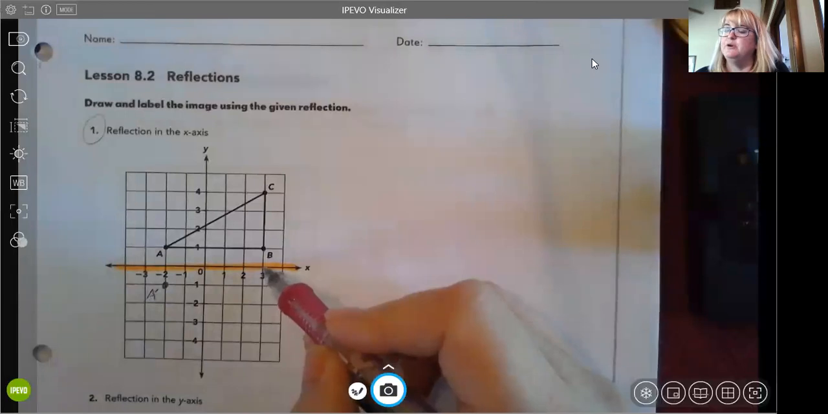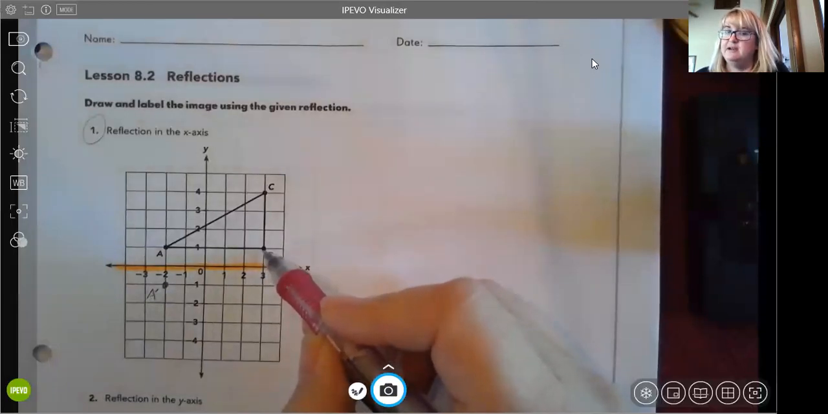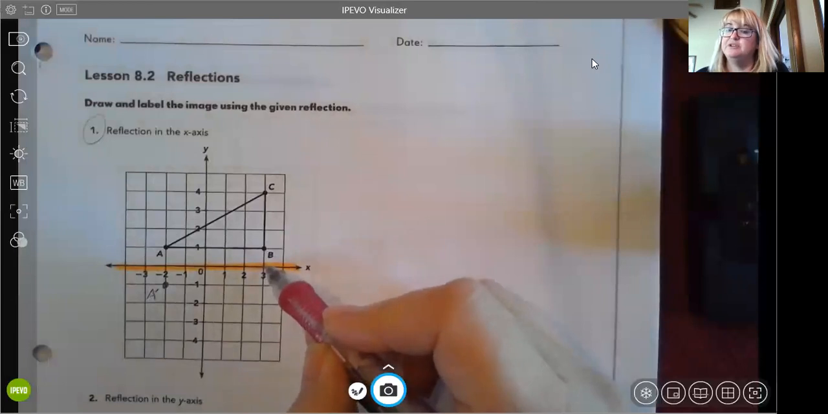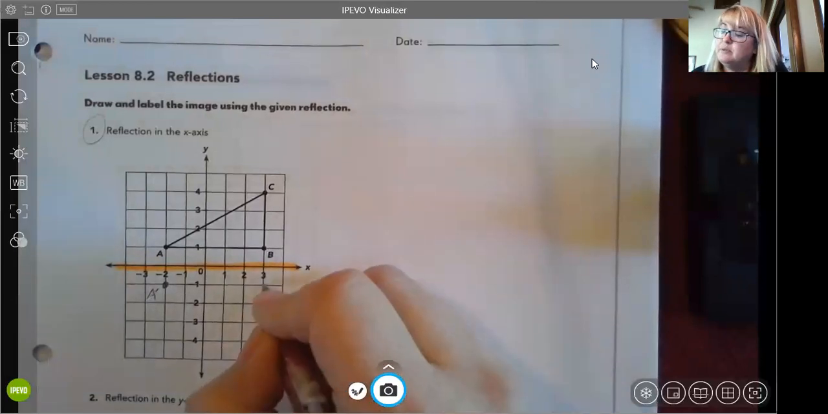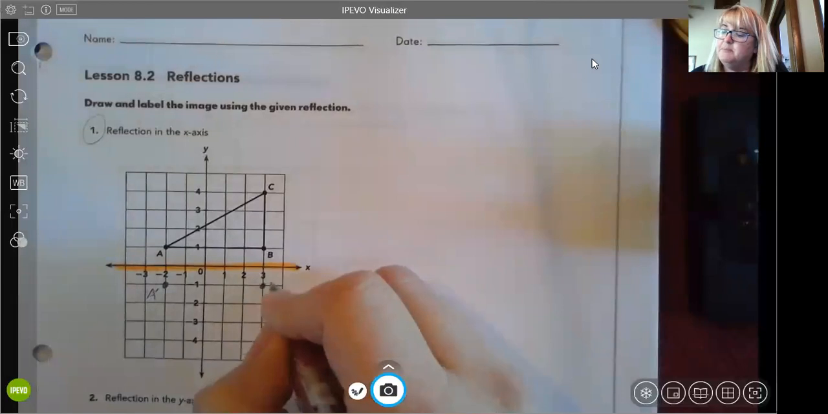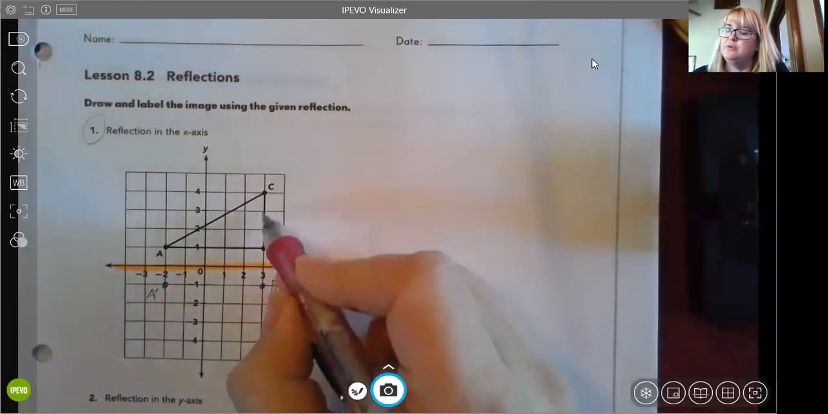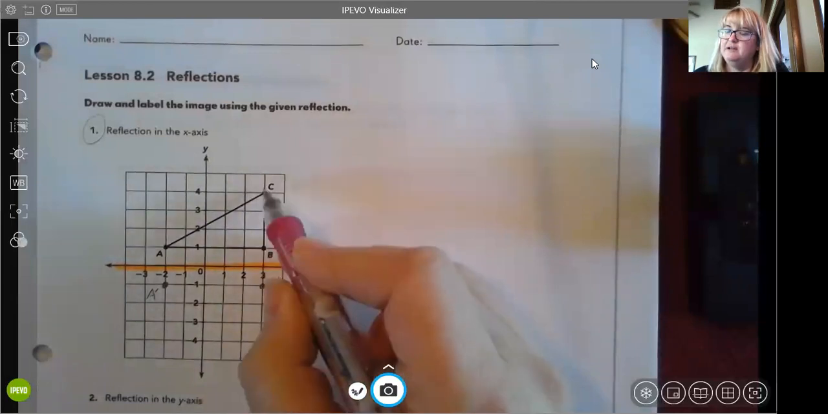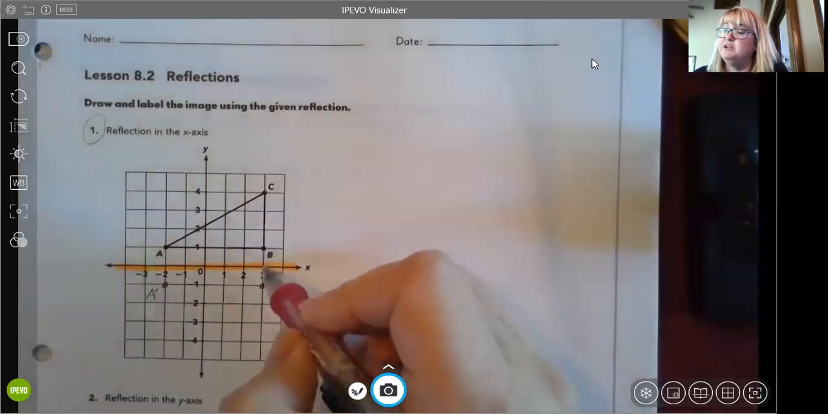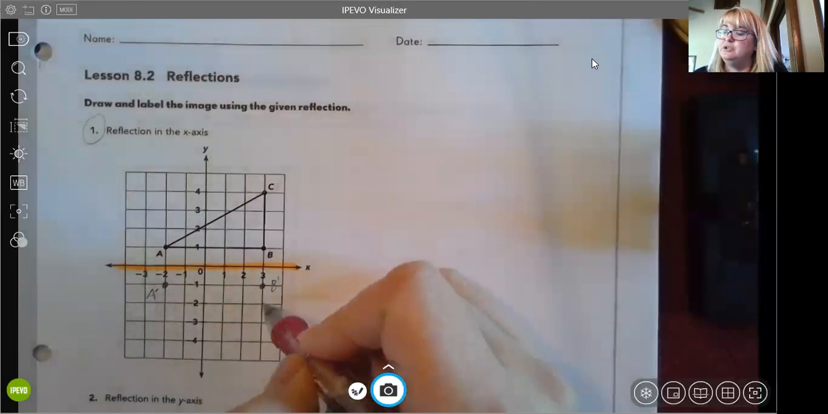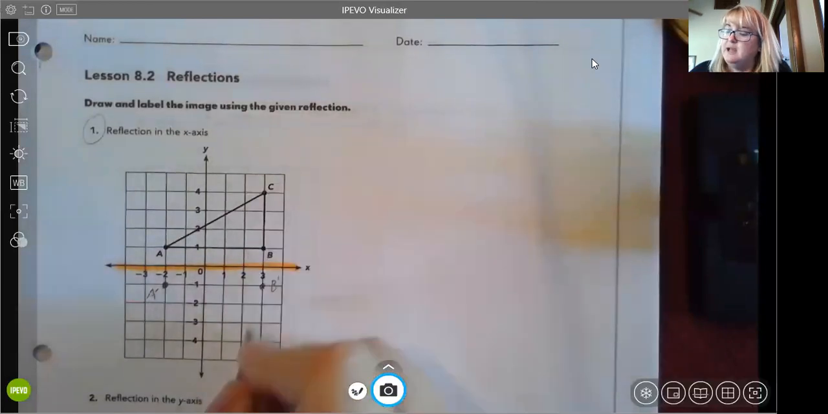Point B, so we're reflecting point B. Point B is one unit above the line of reflection, so the reflection will be one unit below. That would be B prime. C is 1, 2, 3, 4 units above, so the reflection will be 4 units below. 1, 2, 3, 4. And this is where C prime would be.